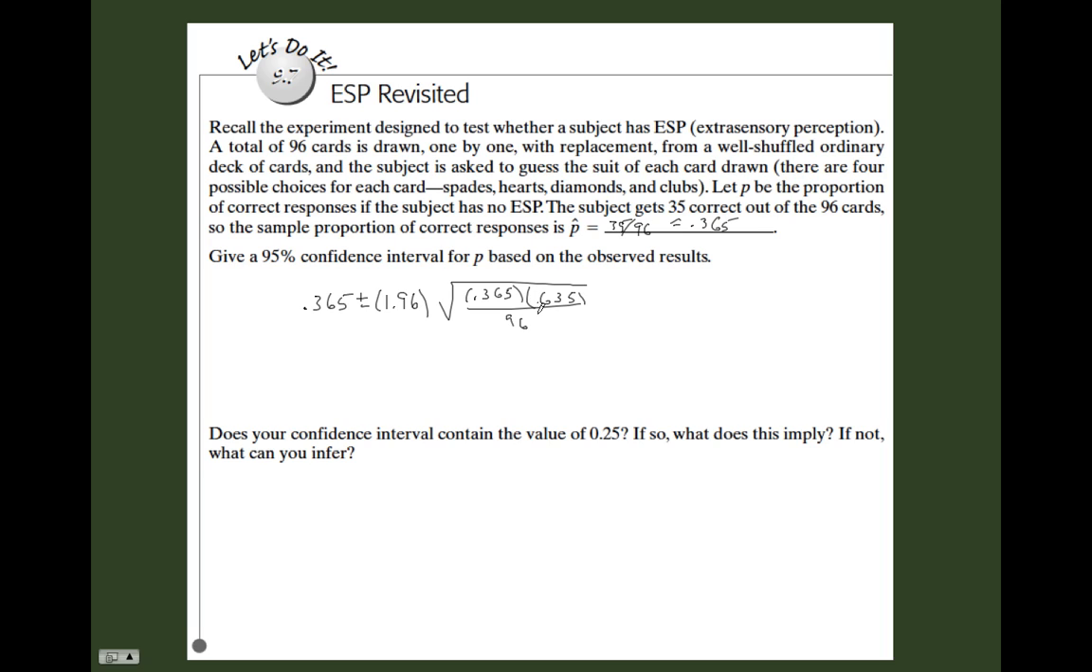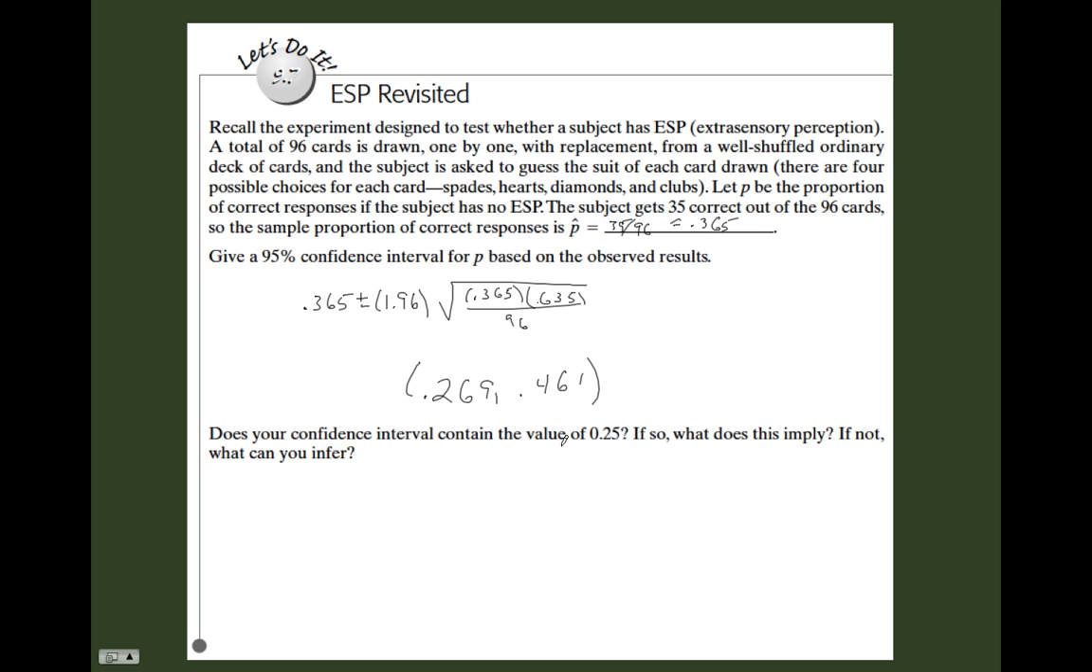I'm going to use my calculator to calculate what the boundary values are for the interval. And the interval that we get is about 0.269 on the low end. That's the lower boundary. And I'll calculate the upper boundary here. I end up with about 0.461, roughly.